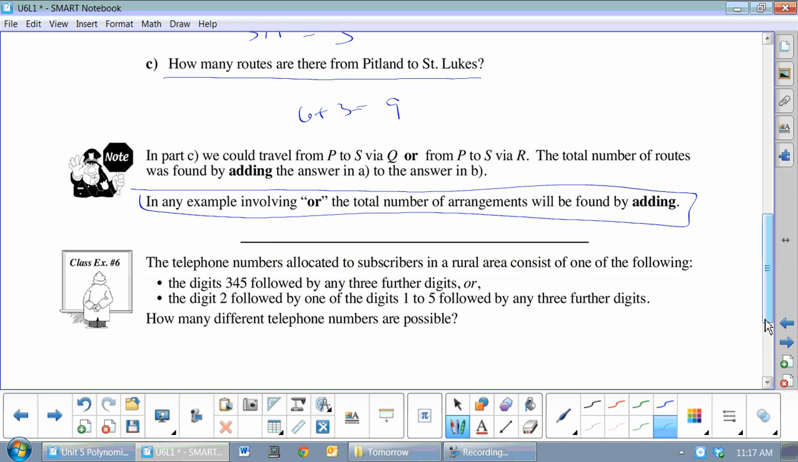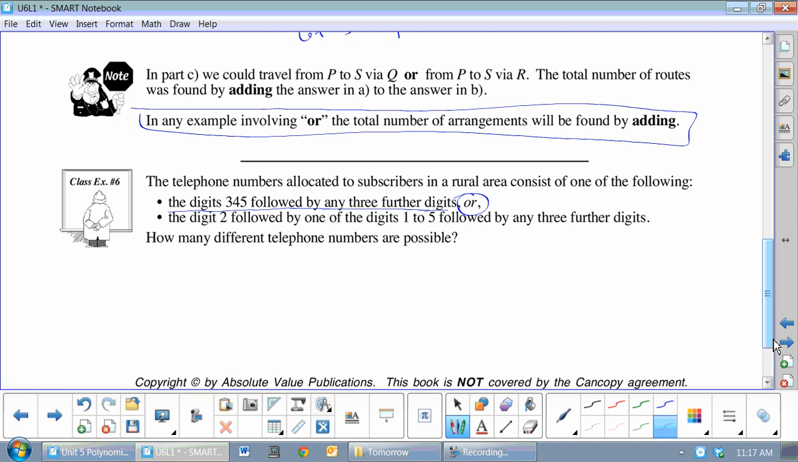Okay, so we've got telephone numbers allocated to subscribers in a rural area consisting of 1 of the following. You can have the digits 3, 4, 5, followed by any 3 further digits, or the digit 2 followed by digits 1 through to 5, followed by any 3 digits. Okay? Now, some of you just reading this stuff is going to mess with your head, but you've got to get this organized. Now, how many digits is each phone number? How about the first one? How many digits is it? 6. 1, 2, 3, 4, 5, 6.